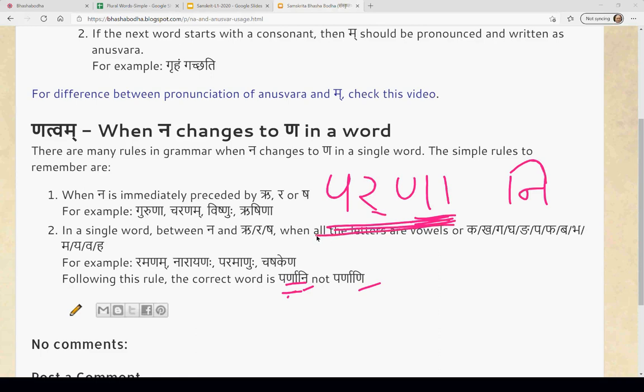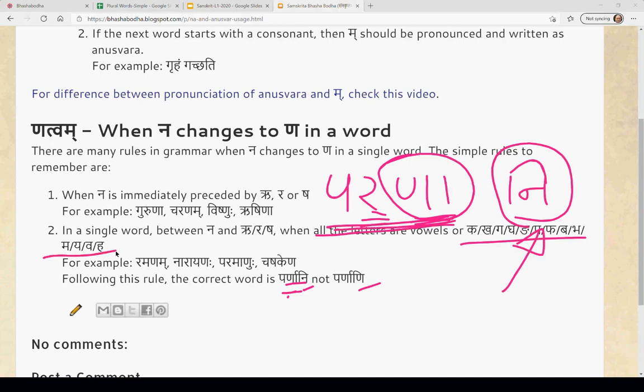Parana, right? Parana. That is the original word. Now we are adding this to make it bahuvachanam. The question is whether we want to change this ni to ṇi. Now there is a trigger, but in between there is a preventing letter, which doesn't belong to this list. Okay.